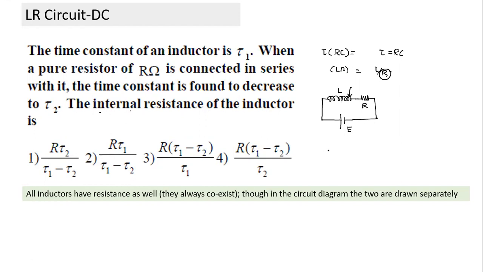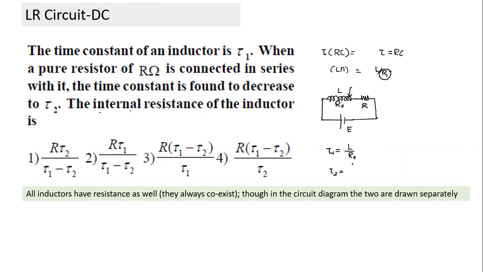What is the initial time constant of the inductor? Tau 1 is equal to L by R naught. Let's assume R naught is the internal resistance. If we add one more resistance here, this was R naught here, we have added one more resistance R here. In that case, what will tau 2 be equal to?